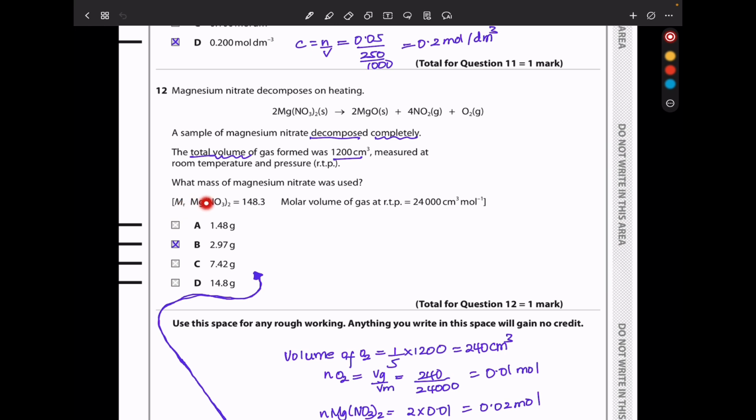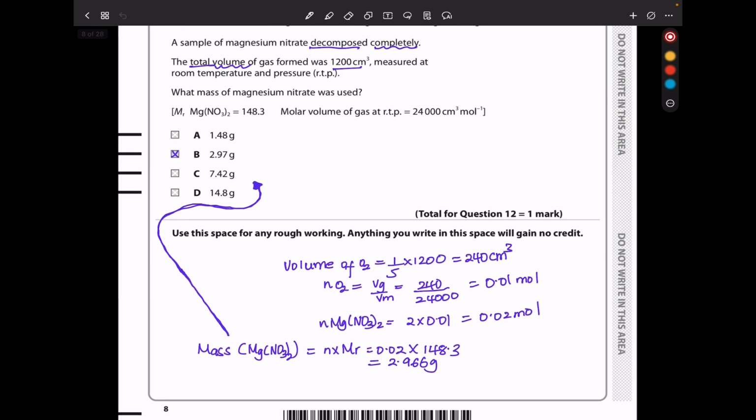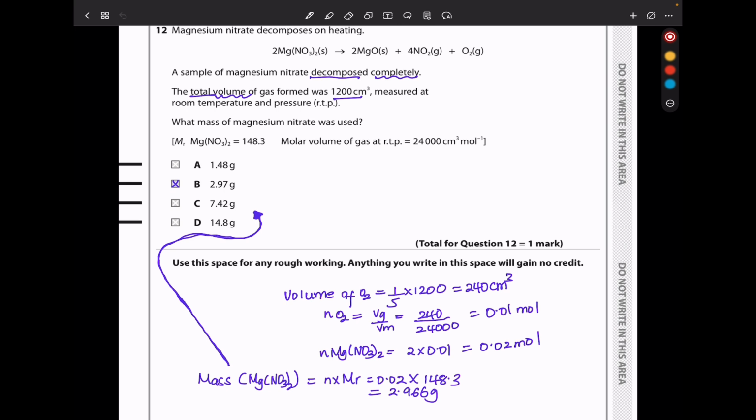So they've given us the molecular mass of that as well as the molar gas volume. So I calculated this from here. I began by looking at the volume of oxygen, which is going to be 1/5 times the total volume of gas that was formed. In the end, we should have gases oxygen as well as nitrogen dioxide. So if this is the total, the volume of oxygen should be 1/5. Remember that total is 4 plus 1, giving us 5. So 1/5 times 1,200, and this is 240 centimeters cubed.